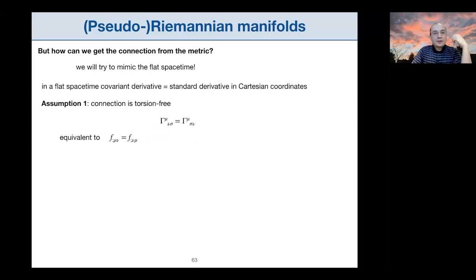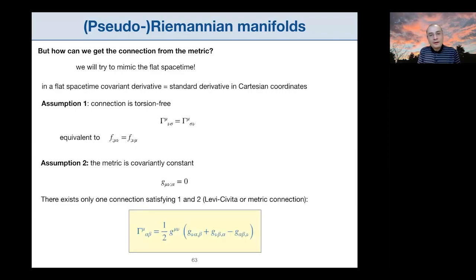So first we will assume that the connection is so-called torsion free, meaning that the coefficients of this connection are symmetric with respect to lower indices. That's equivalent to saying that the second covariant derivative of a function is symmetric with respect to the two indices, just the way we expect standard derivative to behave. And a more interesting assumption we make is that, recall that in Cartesian coordinates, the metric is always constant. It's some kind of minus one, plus one, plus one, plus one. If it's constant in Cartesian coordinates, it means that its covariant derivative is equal to zero. We can impose this condition also in a non-flat spacetime.